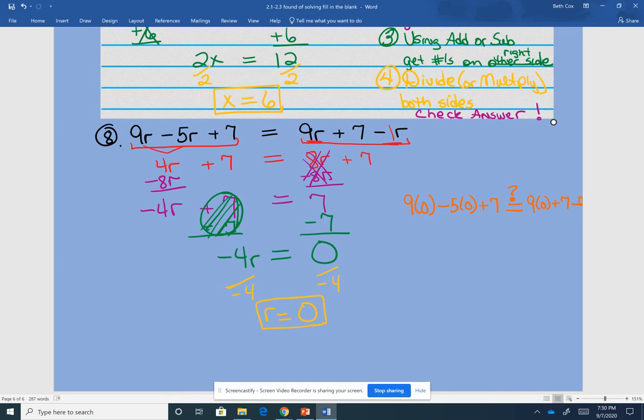Okay. All right. Well, this is 0 minus 0 plus 7. That's 7. Is that really the same as 0 plus 7 minus 0? It is. It checks. Both expressions, the left expression that's equal to the right expression, gave me the exact same number when I replaced the variable with the number 0. So it checks. That's how you check.